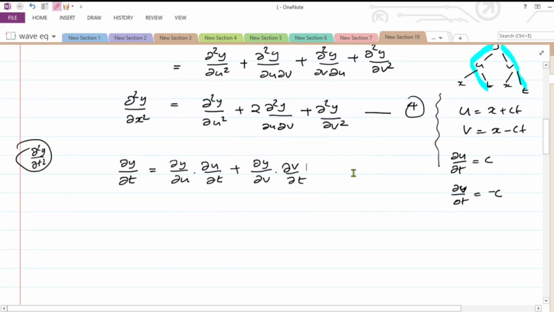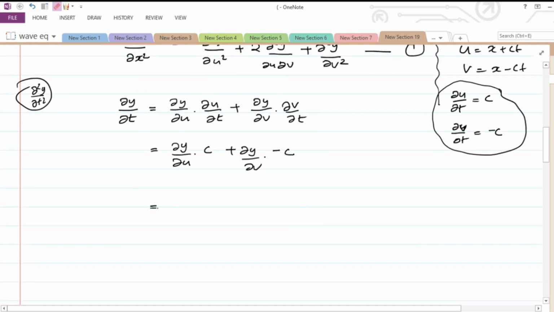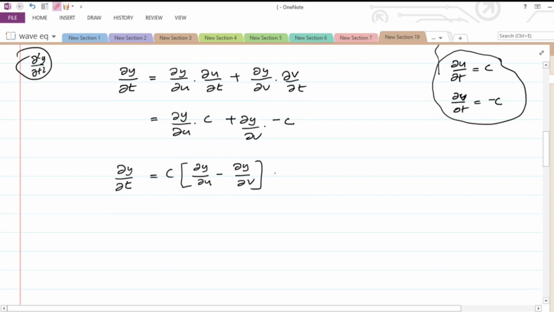Okay, but we can substitute these two. ∂u/∂t is equal to c, and ∂v/∂t is equal to minus c. So we can substitute this. So what we get is ∂y/∂u into c, plus ∂y/∂v into minus c. Okay, so we can take c outside. c into (∂y/∂u minus ∂y/∂v). So this is actually ∂y/∂t. We can keep this as equation number 5.